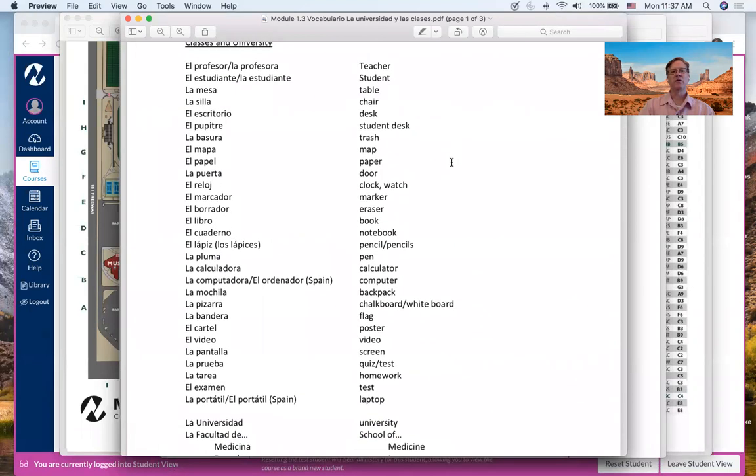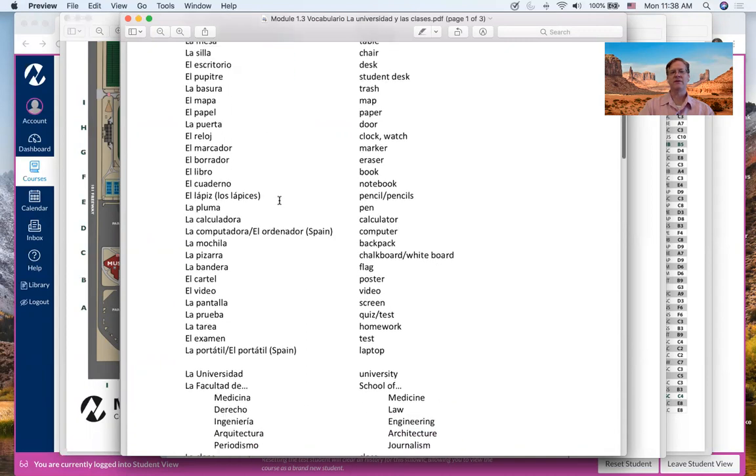So some of the vocabulary we're looking at, el profesor, la profesora. As we'll study in the next unit, la profesora is feminine, el profesor masculine. El estudiante, la estudiante. Notice that it doesn't change to estudianta, it stays estudiante. This is typical of nouns that end in ante. Ante is used for both genders. El estudiante, la estudiante. Some classroom items, la mesa, la silla, el escritorio, el pupitre, etc.